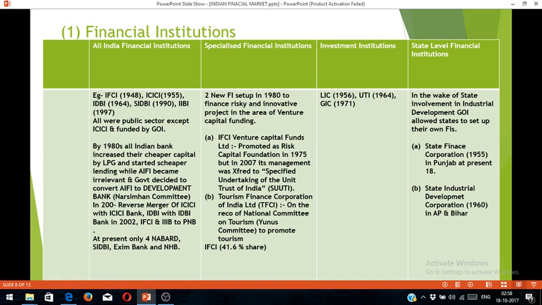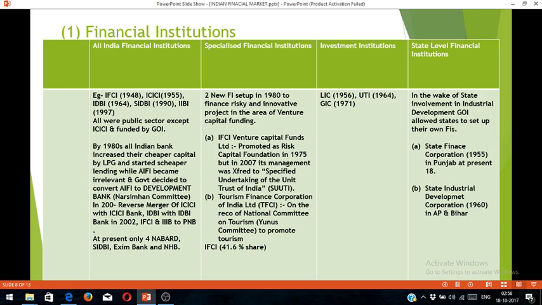Second, the specialized financial institution set up by the government was the Tourism Finance Corporation of India. As the name suggests, this setup was recommended by the National Committee on Tourism. They recommended that there should be a separate financial institution which will promote only tourism, because at that time there were very big prospects for tourism.